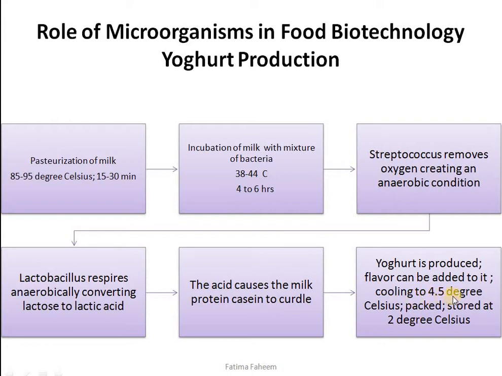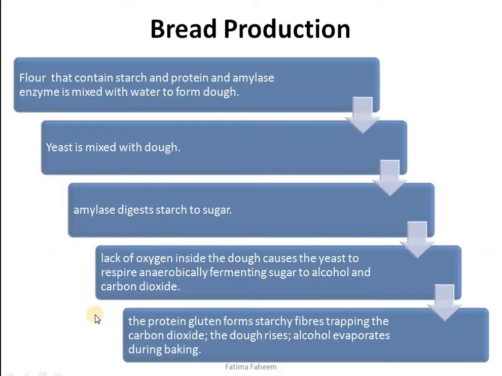Then it is cooled to around 4 to 5 degrees, packed, and stored at 2 degrees Celsius. So this was the manufacturing of yogurt by using microorganisms. Here two microorganisms are used, Streptococcus and Lactobacillus.